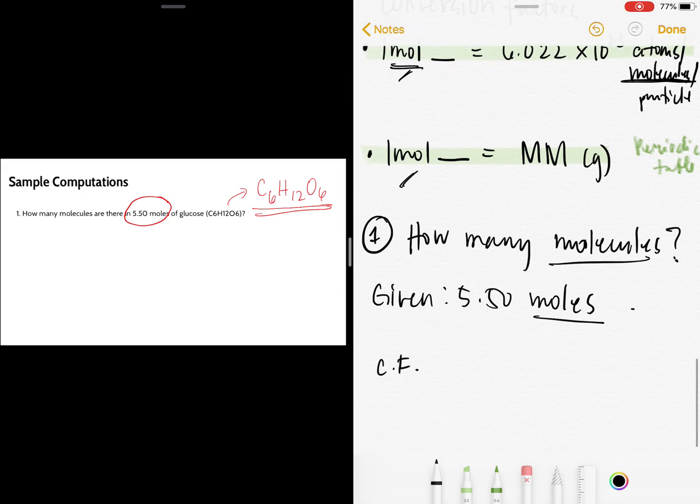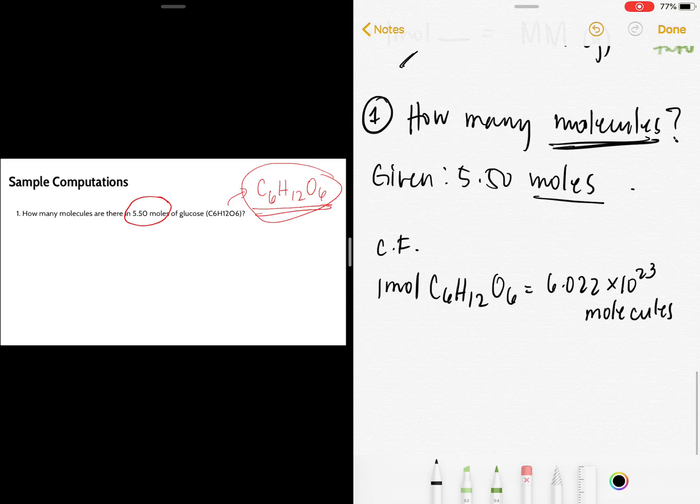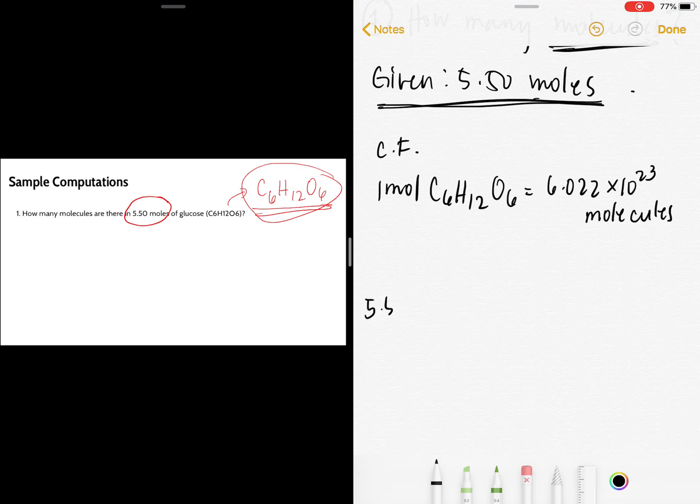So, the conversion factor that we will use, CF, shortcut for conversion factor, is 1 mole of any substance. In this case, ano yung substance na pinag-uusapan sa problem? Glucose. C6H12O6 equal siya sa 6.022 times 10 raised to 23. Anong unit? Molecules. Kasi yun yung hinahanap sa problem. Madali lang. Pag alam mo na kung ano yung conversion factor na gagamitin mo, paano ka ngayon magsosolve? Start with the given. You always start with the given. So, magsisimula ka sa given, 5.50 moles.